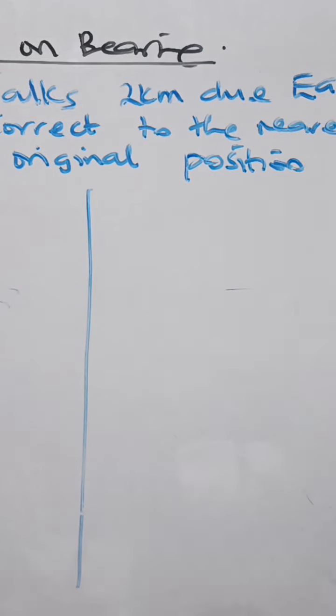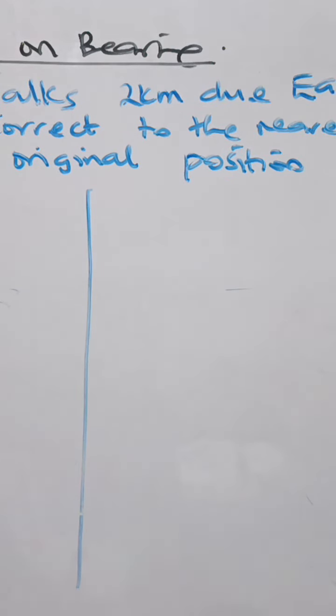Good day, viewers. I want us to consider another example on bearing. A man walks 2 kilometers due east. Let's say this is the man, north, south, west, east. So a man walked 2 kilometers due east. So this is 2 kilometers.